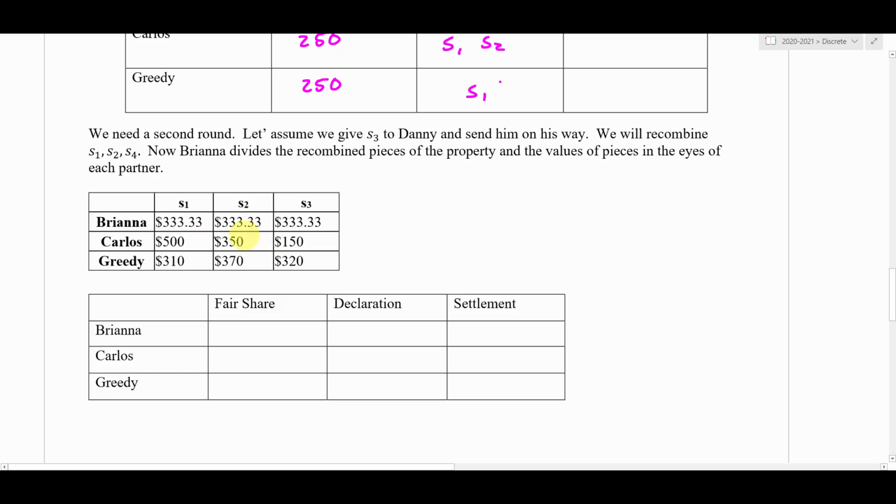The values of those new bids are in this table. Okay, so the fair shares are going to be the same for everyone again. Okay, and the way that you calculate the fair shares, you add up the 3 values that they bid on, and you divide by the number of people involved in the division. Okay, so there are 3 people this time since Danny has left.